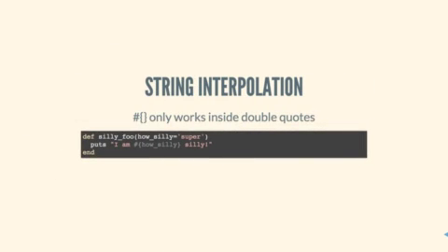Okay, here's string interpolation. It only works inside double quotes, but there's the syntax: pound sign and curly braces, so anything in there gets evaluated as Ruby code and then interpolated into the string. And also I snuck in here default method arguments. So if no argument is passed into this method, it will assume that silly or super is the amount of silliness.